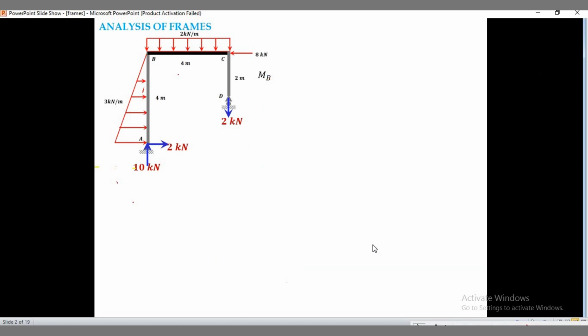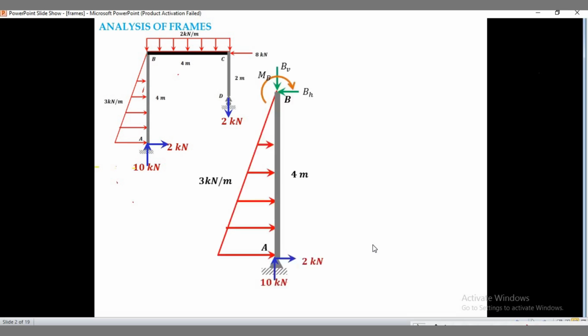Let us repeat: after you have obtained the external reactions, we get the internal reactions. To get the internal reactions, you have to take the frame by parts. So, first, I'm going to analyze member AB. This is how AB looks. It has a 3 kilonewton per meter non-uniform load, and the reactions 10 and 2.